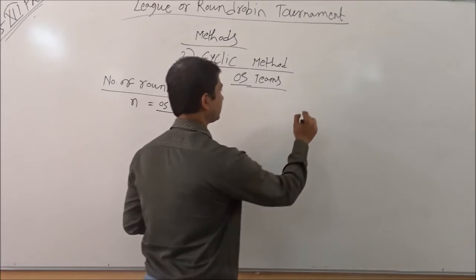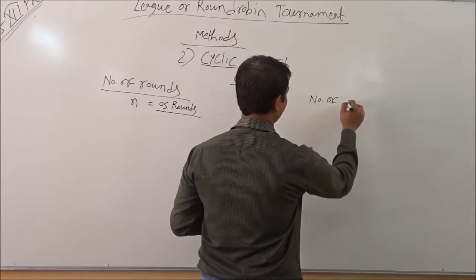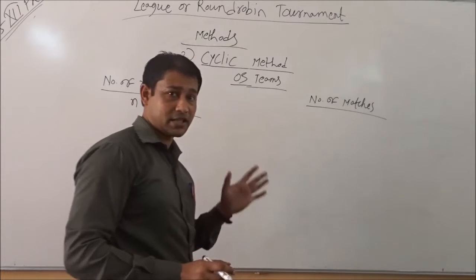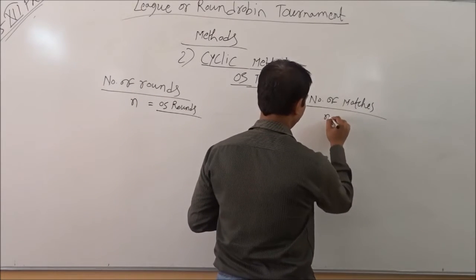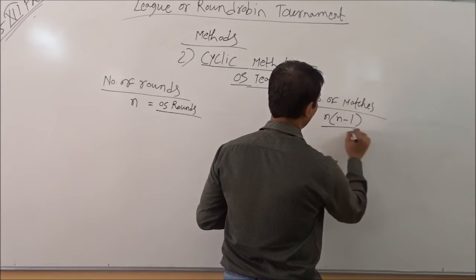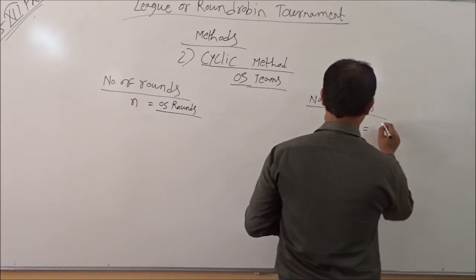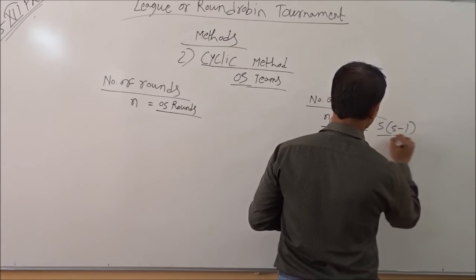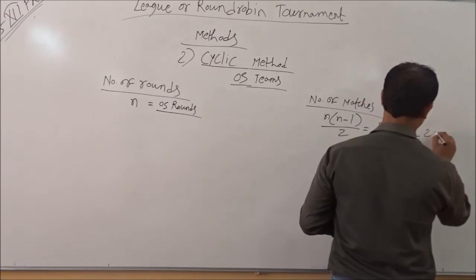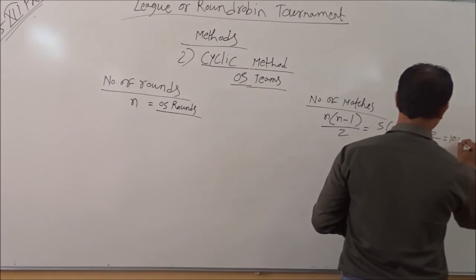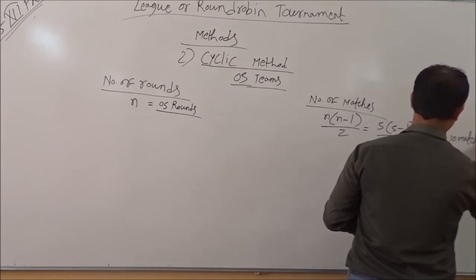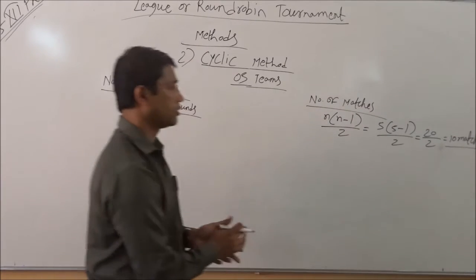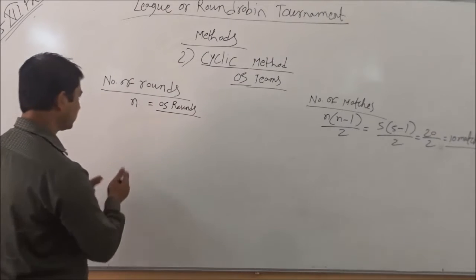Number of matches. The formula remains same for even and odd. It becomes n into n minus 1 upon 2. That means 5 into 5 minus 1 upon 2. It becomes 10 matches. So, let us start the fixture now.